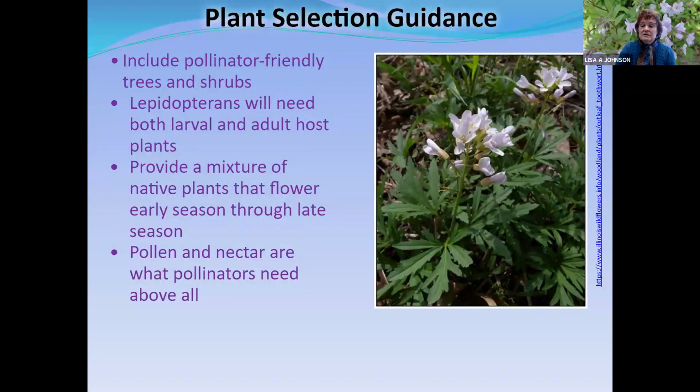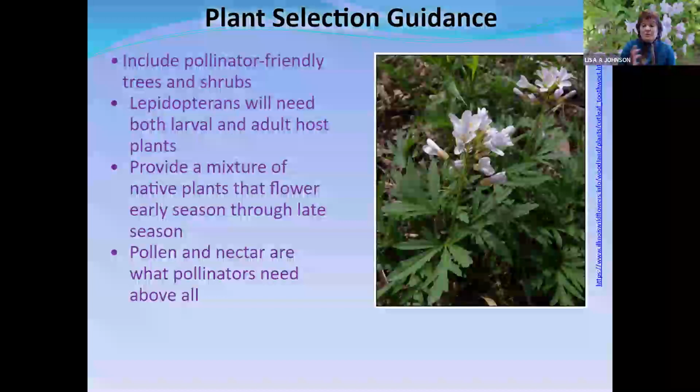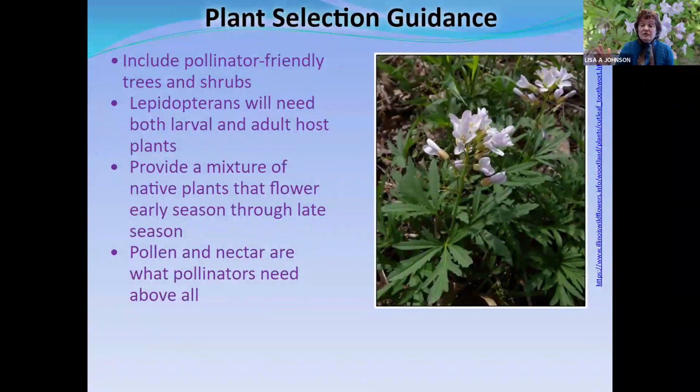And some pollinators are going to be specialist feeders, like the monarch that needs milkweeds for its caterpillars, and others are generalists that will be able to feed on a number of different plants. So as Tim was saying, you need to support pollinators early in the season through late in the season. And pollen and nectar is primarily what they are after.